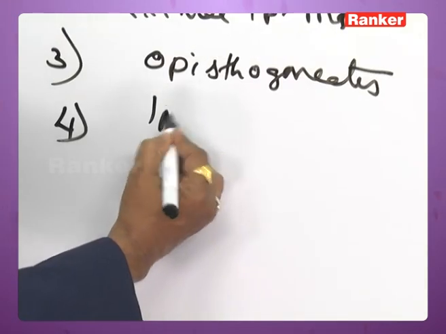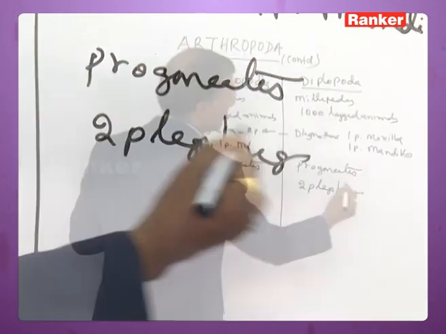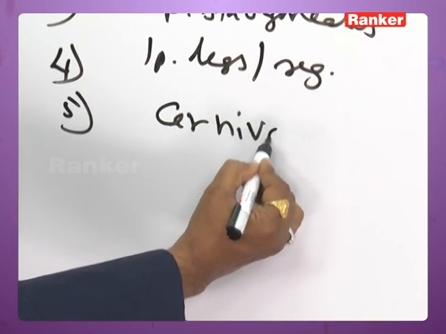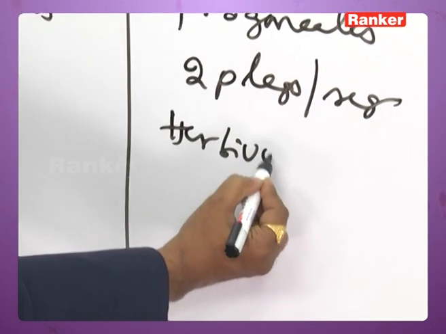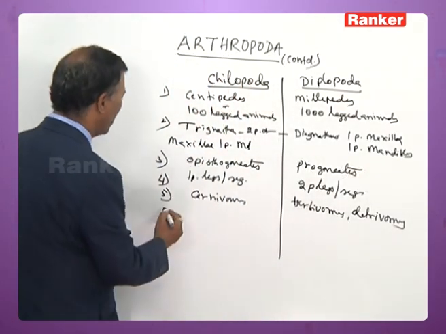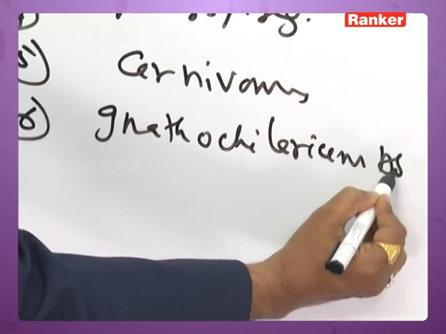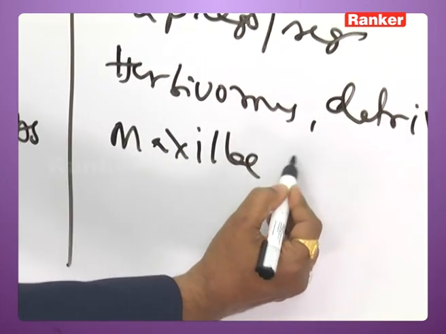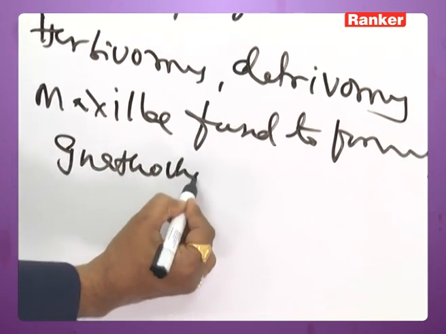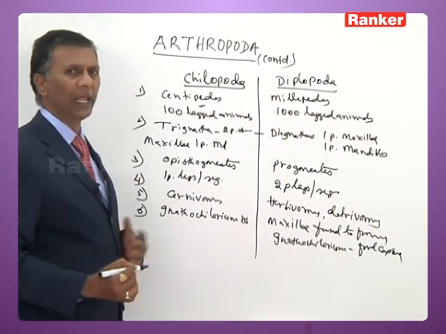In Chilopoda, only one pair of legs is present per segment. In Diplopoda, two pairs of legs are present per segment. Chilopods are carnivorous. Diplopods are herbivorous and detritivorous. In chilopods, gnathochilarium is absent. In diplopods, the maxillae are fused to form gnathochilarium, that helps in food capture.